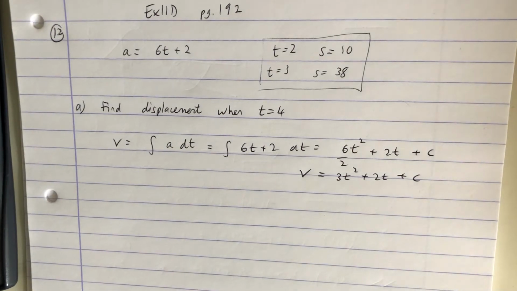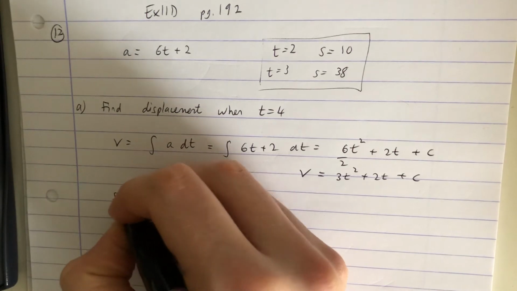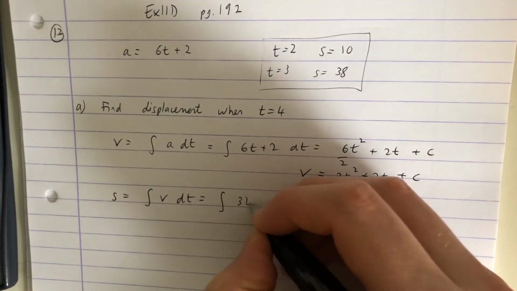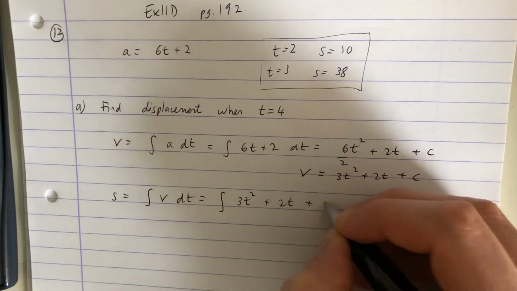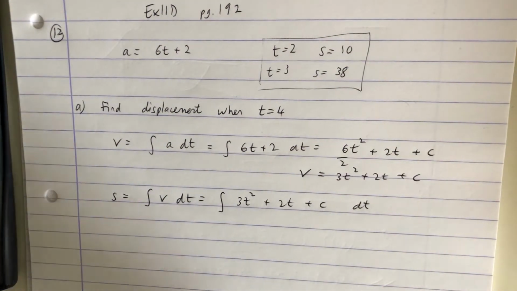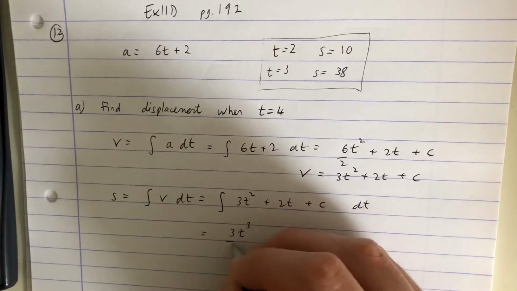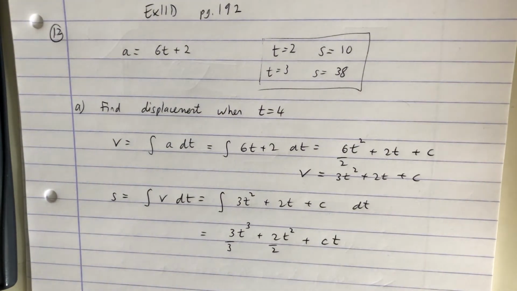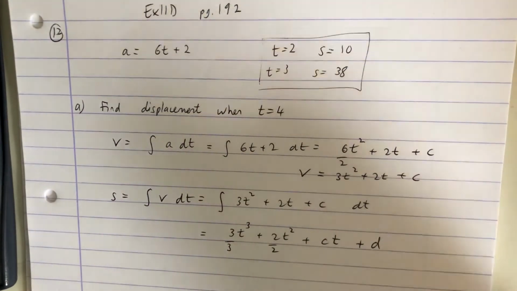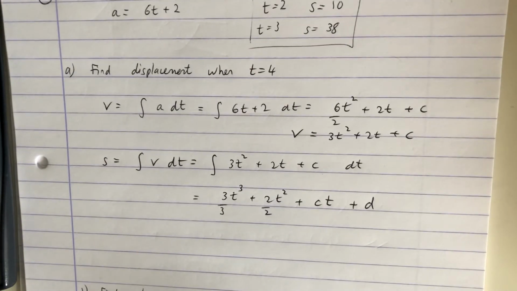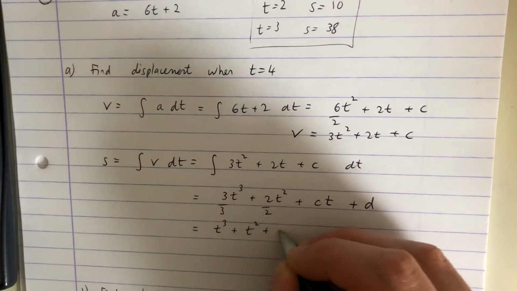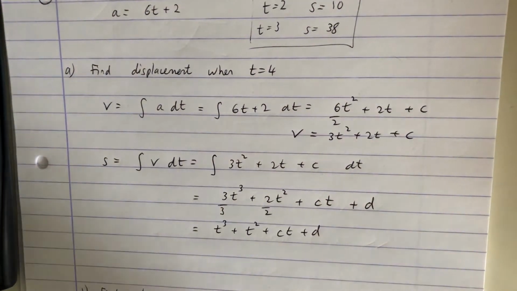But we want a formula for the displacement. So s is the velocity integrated. So integrate 3t squared plus 2t plus c with respect to t, and you get 3t cubed divided by 3 plus 2t squared divided by 2 plus ct plus another constant. However, I can't use the letter c again, so plus constant, which I'll call d. This simplifies to t cubed plus t squared plus ct plus d. That's a formula for s.